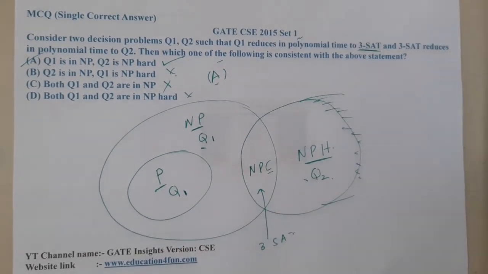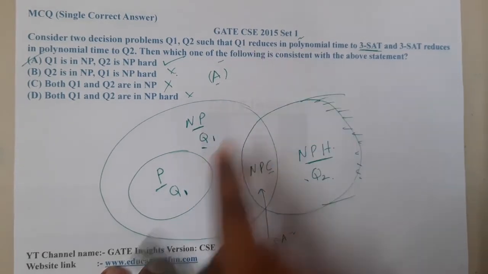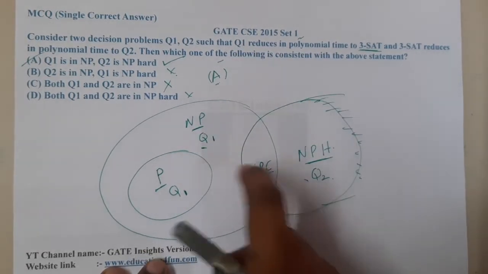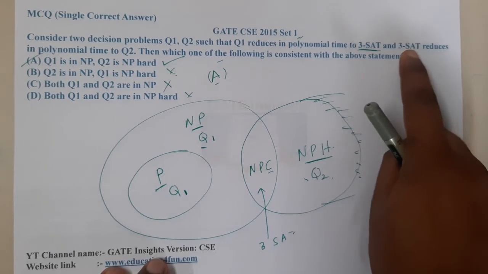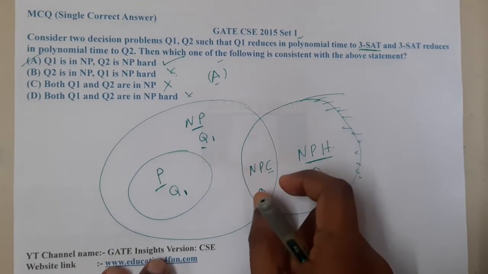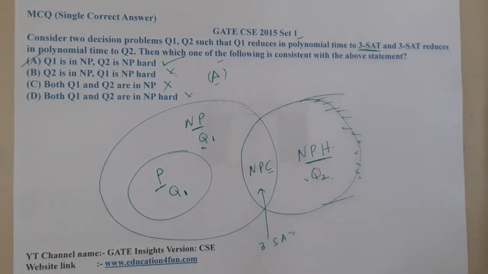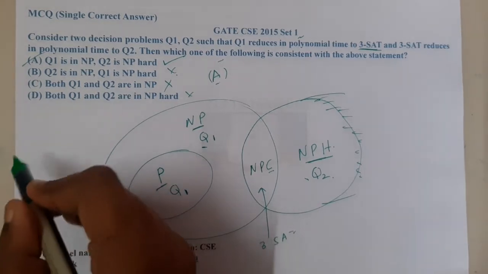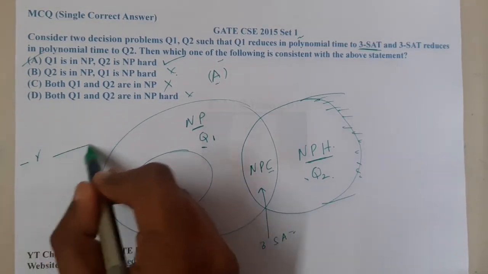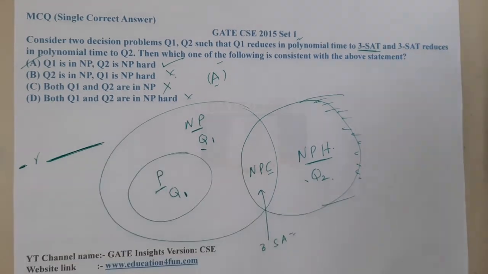The only thing is you need to understand this reducing order. Q1 reduces in polynomial time to SAT, so SAT is tougher than this. And when it comes to the second statement, 3-SAT reduces in polynomial time to Q2, it means if you reduce it, you are going to get this. So Q2 is harder, right? In simple words, you can remember it this way also: if they say something reduces to something, this one is easier and that one is harder, guys. Got it? I remember it that way.